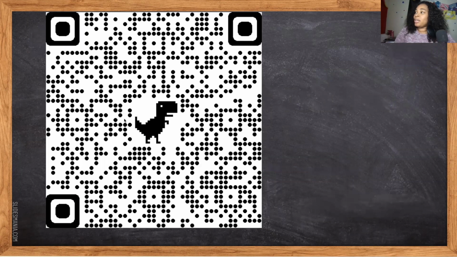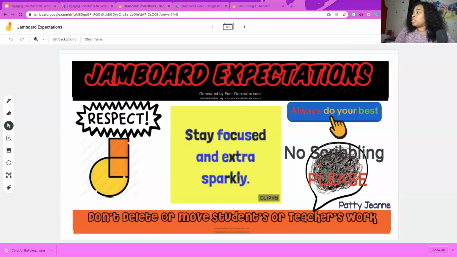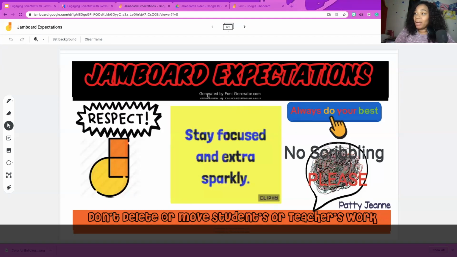I have a Google Jamboard that is free for you, only because I didn't create this one. I found this one, but it's really good. Here's the QR code for it, and I will have it multiple times on multiple slides. I want to show you this Jamboard where a teacher is showing us how to set expectations first. And this is what her Jamboard looks like.